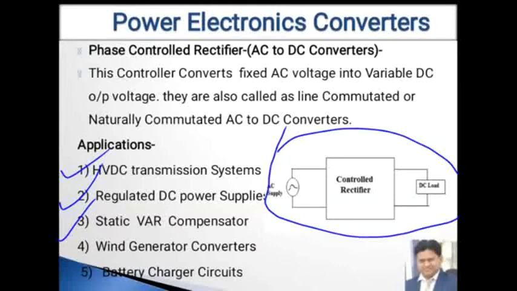Now the next application of this rectifier is wind generator converters. It is also used in wind power systems for transferring the power from AC to DC. Now next application is the battery charger circuit. So these are some applications of the phase control rectifier, and their working principle and mode of operation we will study step by step in our next lecture. So this is the basic concept of the phase control rectifier.